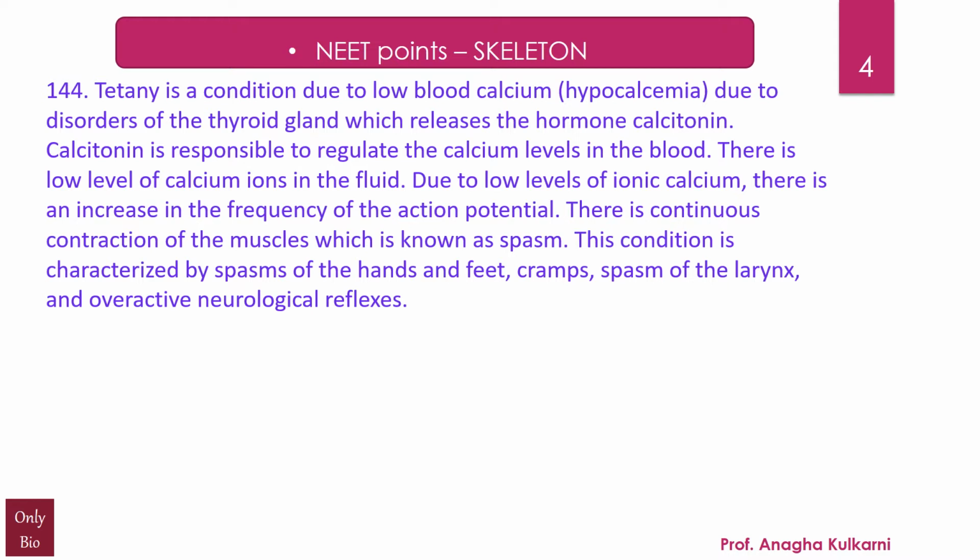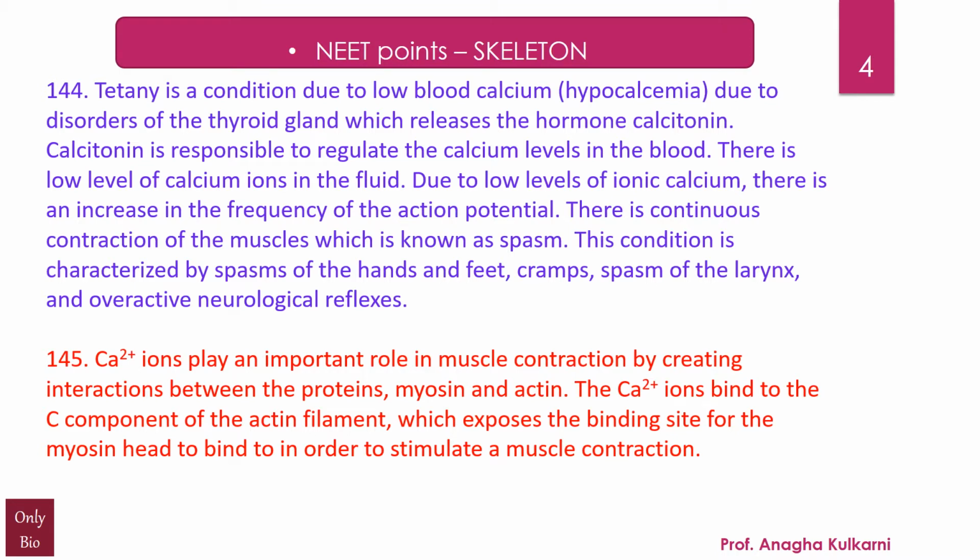Next, calcium ions play an important role in muscle contraction by creating interactions between the proteins myosin and actin. The calcium ions bind to the C component of the actin filament, which exposes the binding site for the myosin head to bind to in order to stimulate a muscle contraction.